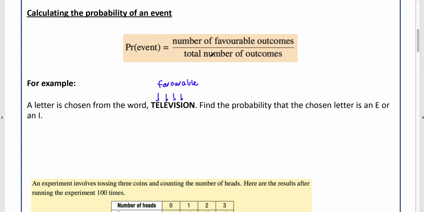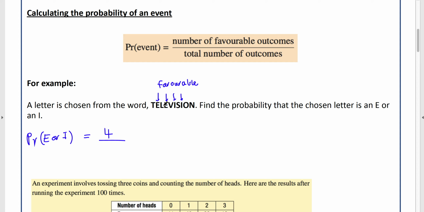Then we want to do over our total number of outcomes. So I'll just set this up over here. So we've got 4 that are favourable. I might just clean that up a bit because I should be using the right notation. We put Pr and the event is an E or I. So the probability of getting an E or an I will be 4 possibilities out of the total.